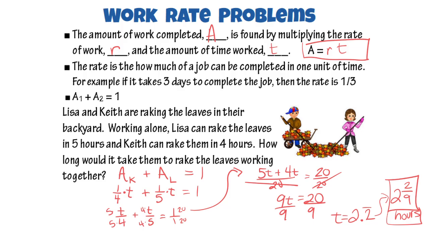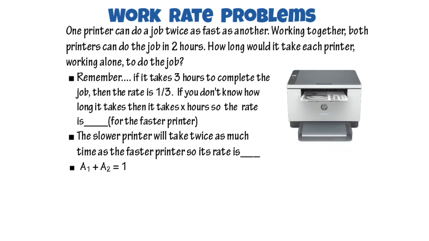Let's try one more, but let's tweak it a little bit. All right, in this example, instead of giving us exact numbers, it says one printer can do a job twice as fast as another. Working together, the printers can do the job in 2 hours. How long would it take each printer working alone to do the job? So it's sort of backwards. This time, I know how long it takes them to work together. What I want to know is how long it takes them individually. So it's backwards from Keith and Lisa.